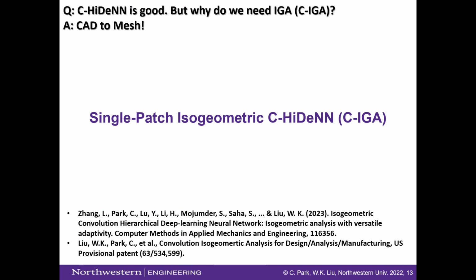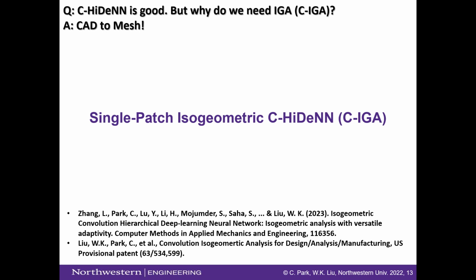But why do we need this one, convolution IGA or C-IGA? The answer is we need to convert from CAD to mesh. That is, most engineering designs are produced from CAD models. But if you want to do the analysis of that model, you have to convert that CAD model into a mesh. So that is very cumbersome and labor intensive.